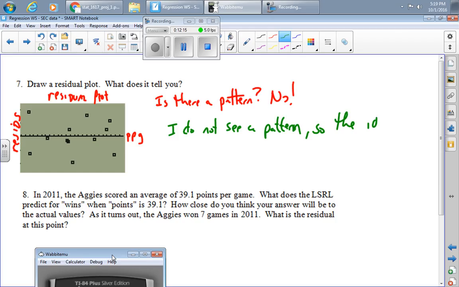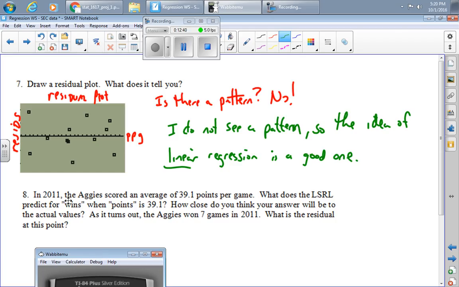So the idea of linear regression, since that's what I did, is a good one. Or another way to put it is, it's appropriate to do linear regression because I don't see a pattern in the residual plot.